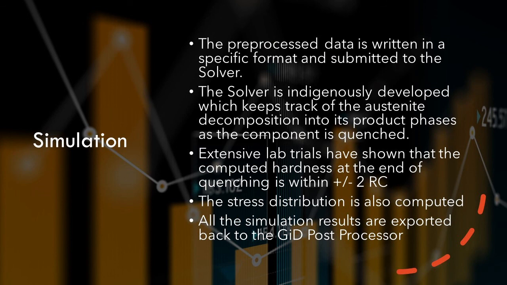The solver is indigenously developed, which keeps track of the austenite decomposition into its product phases as the component is quenched. Extensive lab trials have shown that the computed hardness at the end of the quenching period is within plus or minus 2 RC. The stress distribution is also computed. All the simulation results are then exported back to the JIT post-processor.